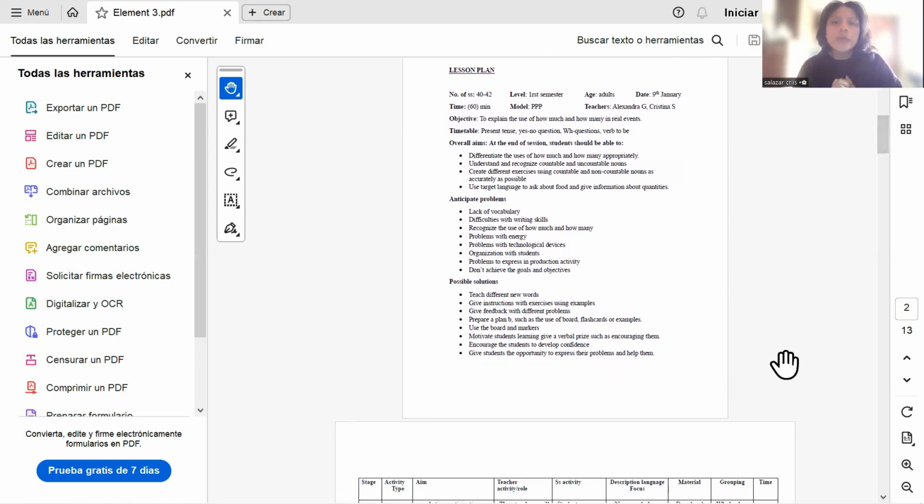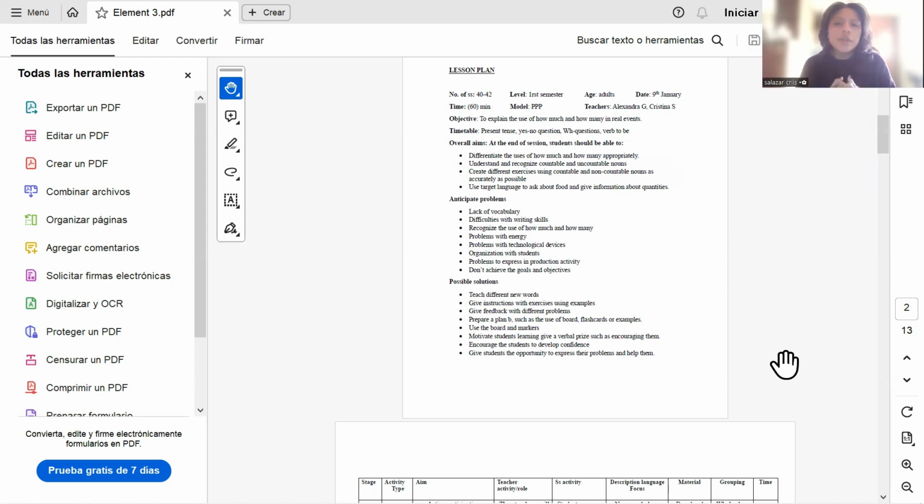As we can see, we have anticipated problems. The first one, we consider the lack of vocabulary, because we have to know that all of those students are beginners, in their first semester. Second one, difficulties with writing skills. Recognizing the use of how much and how many.